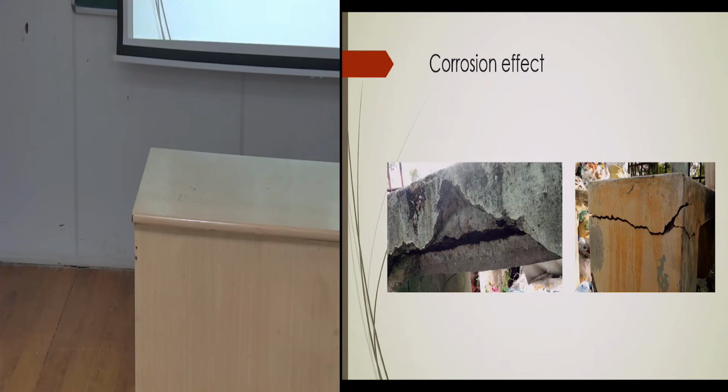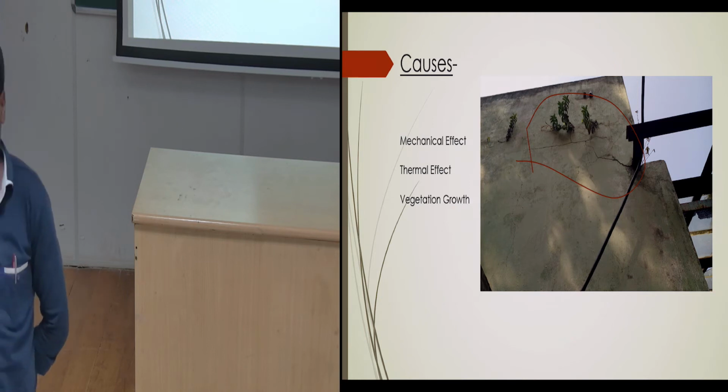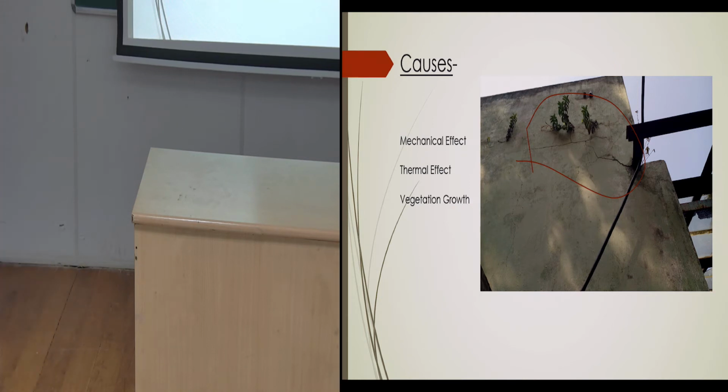And this is in the same building. This is because of the corrosion of the reinforcement. And you can see the concrete quality also is very poor. Actually, this is very old. That's why so many cracks have occurred. I think it will be around 40 years, maybe less than 40.